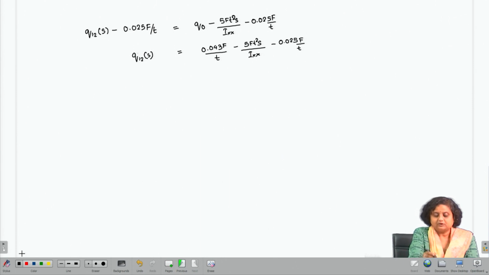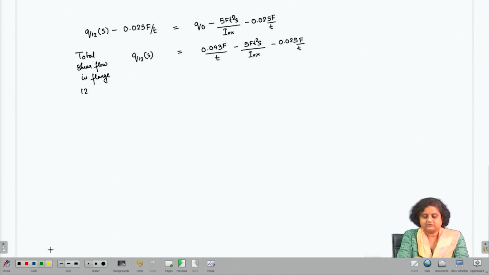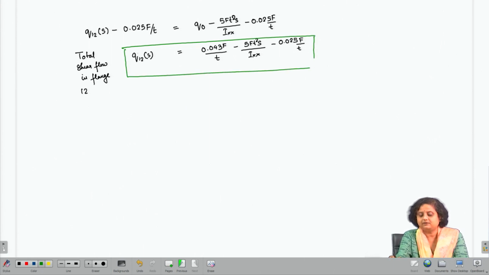Therefore, the total shear flow in flange 1-2 is given as Q12, which is the Q12S that we have obtained from the shear force, plus the shear flow because of the torsional moment considered in the equivalent force system. So, thank you.